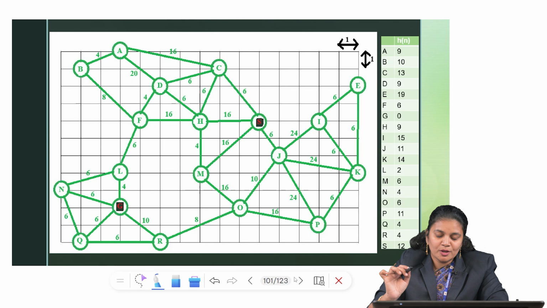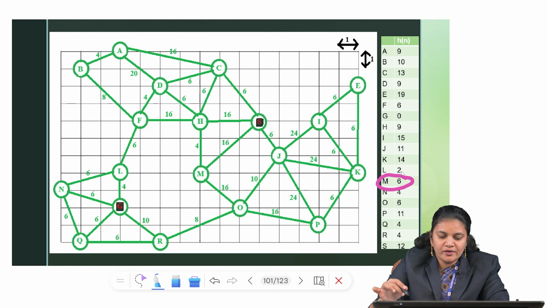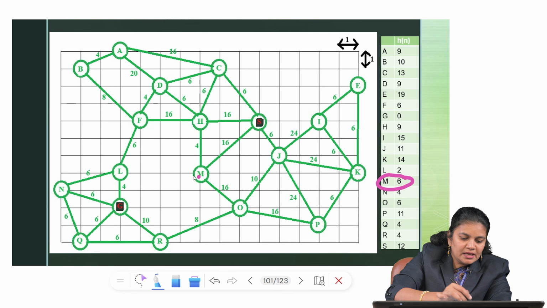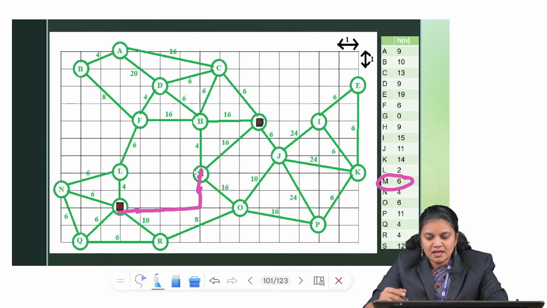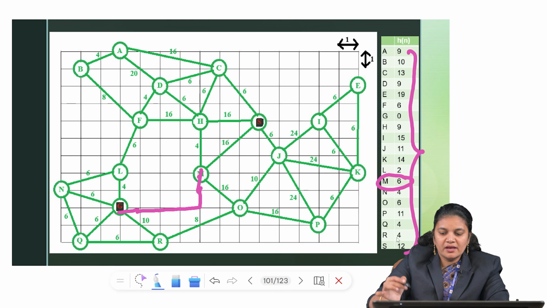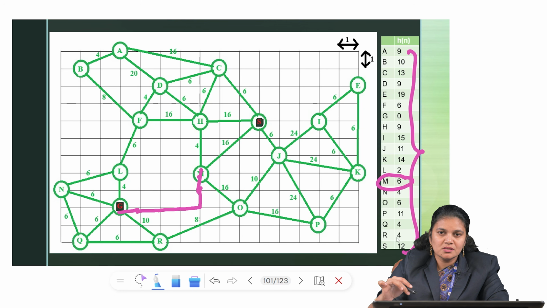We'll start with the same algorithm. The same heuristic values are used. For example, let us consider M. How did we get this M value as 6? M is 1, 2, 3, 4, 5, 6 Manhattan distance from the goal state. That's why we got this M value as 6. The same values are being filled. Manhattan distance values are filled in our heuristic table. That is the heuristic values that we consider. It is a little complicated when we work with this A star algorithm. Now let's see that one by one.